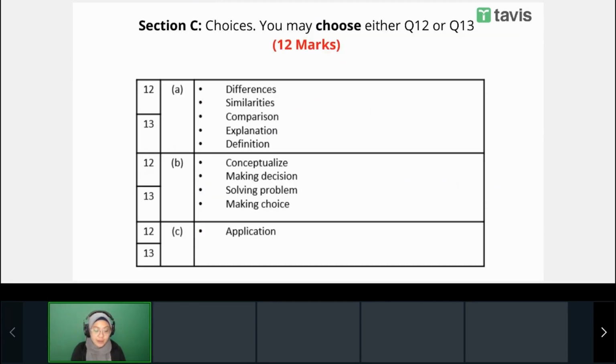Okay, we are done with section B. Now let's go to the last section. Last question for today. We are about to finish. Just a little bit, please bear with me. Section C is a choice question. You may choose either question 12 or question 13.